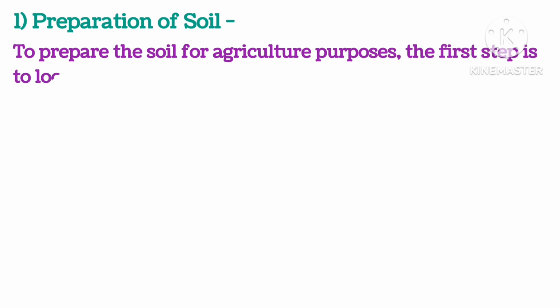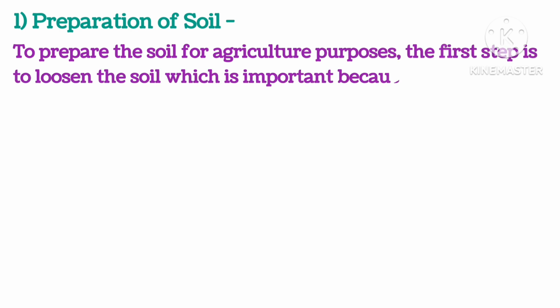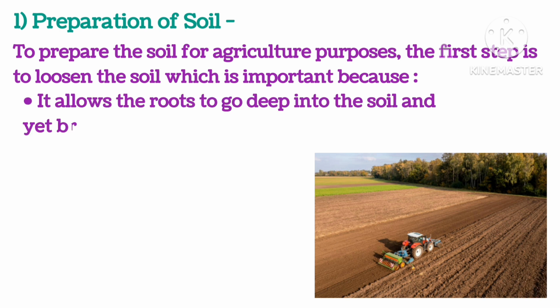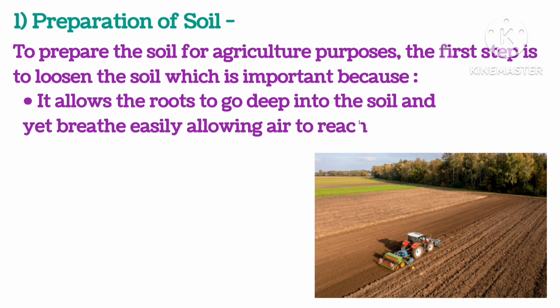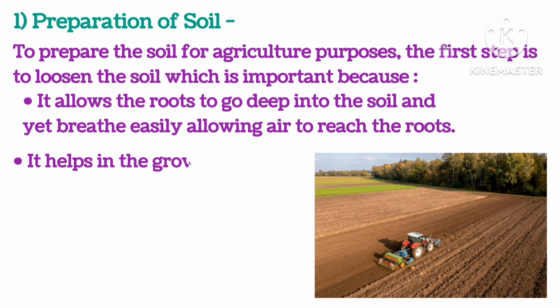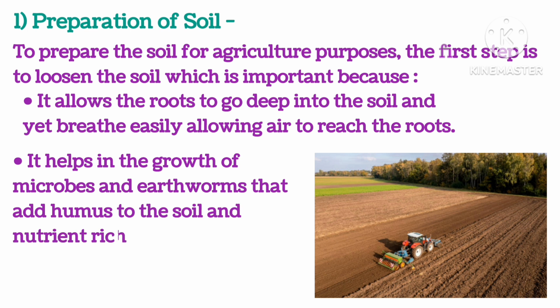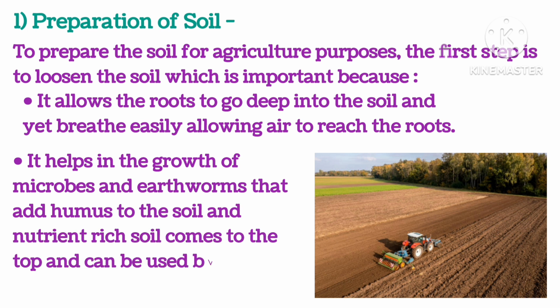First, preparation of soil. To prepare the soil for agriculture purposes, the first step is to loosen the soil, which is important because it allows the roots to go deep into the soil and yet breathe easily, allowing air to reach the roots. It helps in the growth of microbes and earthworms that add humus to the soil, and nutrient-rich soil comes to the top and can be used by plants.